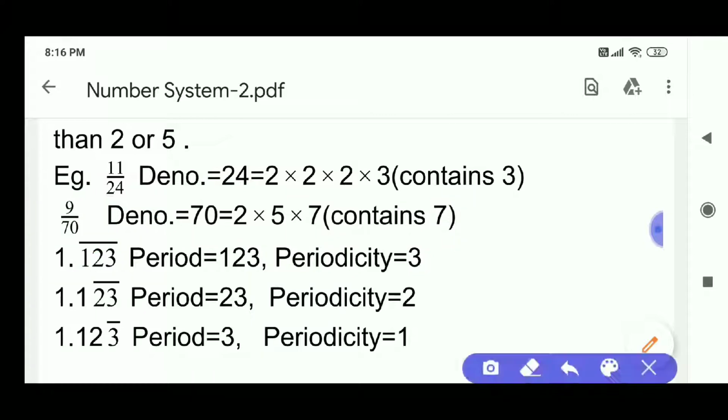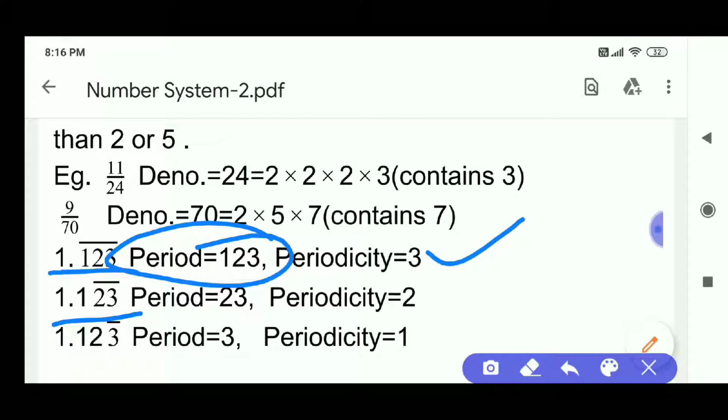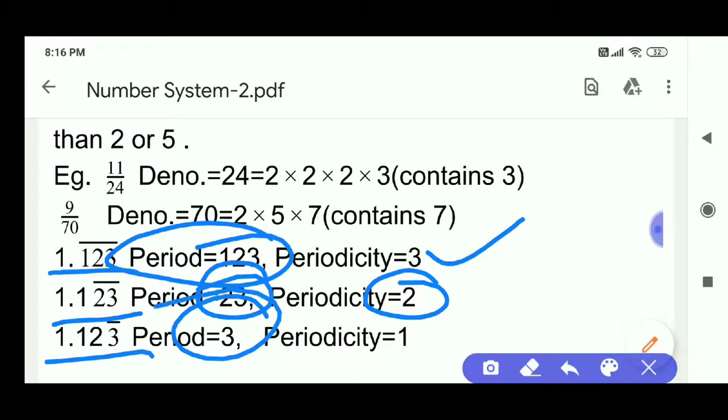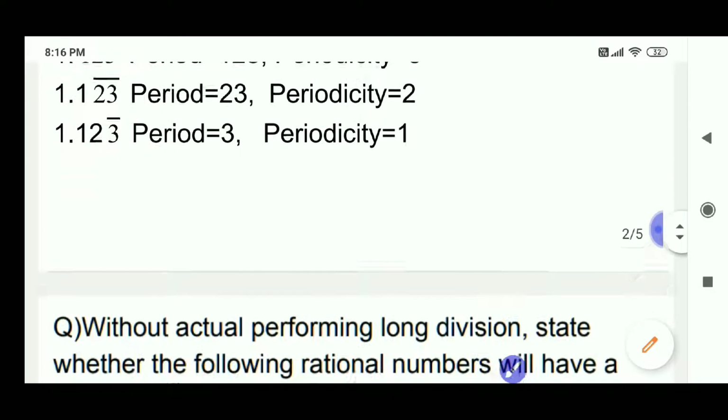Dear students, look here, 1.123 bar. That means 123, 123, 123 repeats. The repeating digits are called the period. Here the period is 123. The periodicity is the number of digits repeating. How many digits are repeating? 3. So the periodicity is 3. Now come to the next one. Here the period is 23 and periodicity, the number of digits, is 2. Similarly, the period is 3, periodicity is 1.